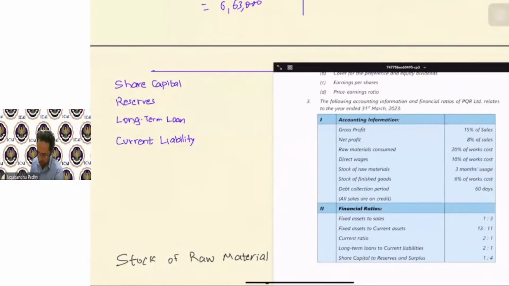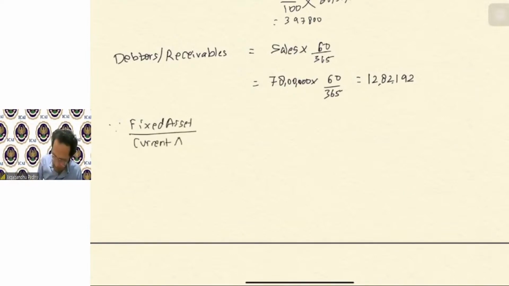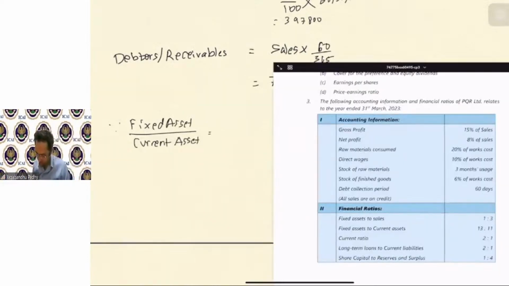Other aspects is share capital to reserves and surplus is the ratio. Then we have fixed asset to sales that is already utilized. Fixed assets to current assets is 13:11. Now this is a big breakthrough, since fixed asset to current asset means fixed asset upon current assets. Fixed asset to current assets, the ratio is 13:11.